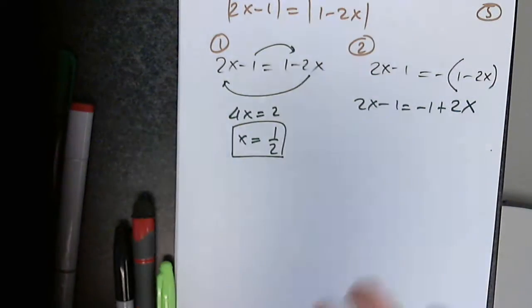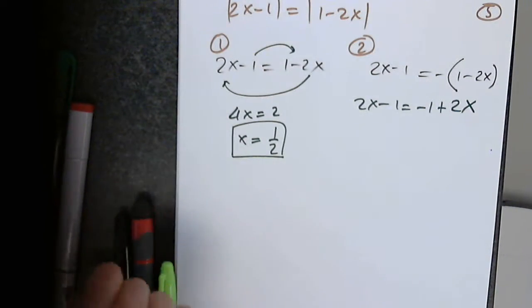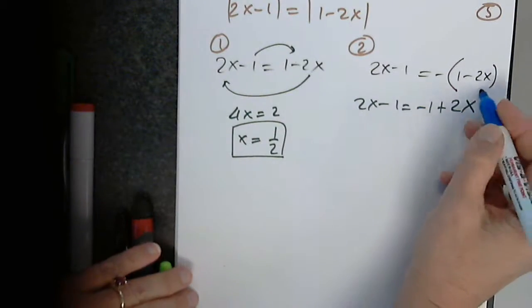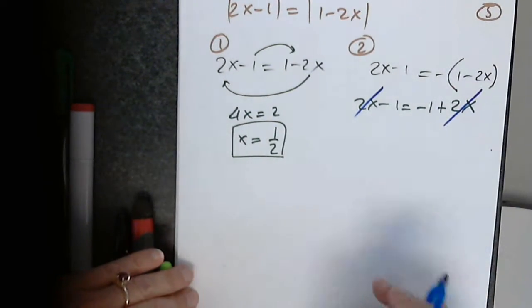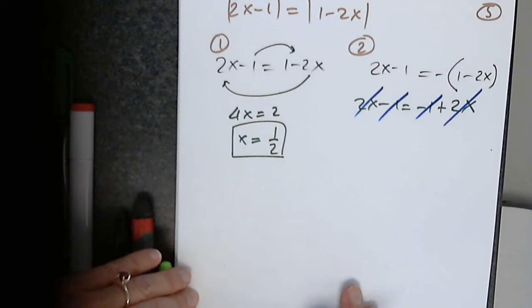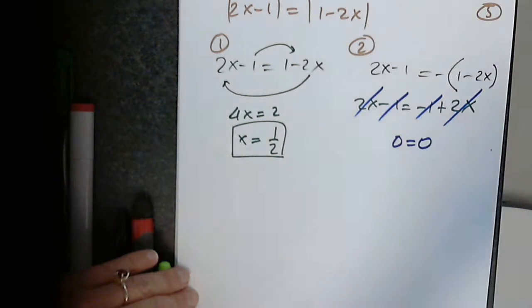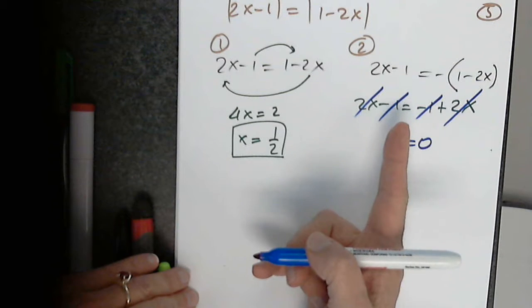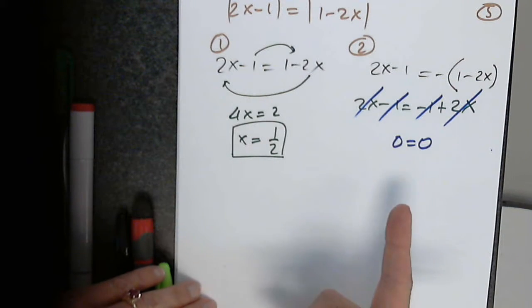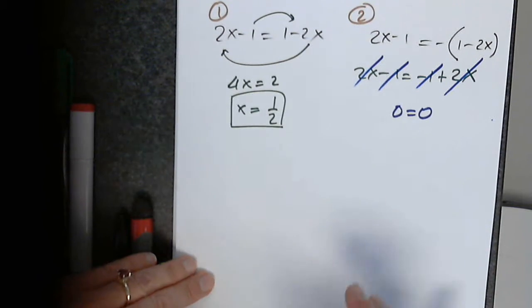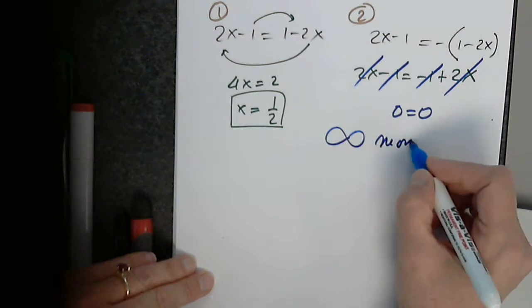So now I distribute negative 1. And I try to solve this equation. I should subtract first. I start with the x. I subtract 2x from both sides. I add 1 to both sides. What do I get? 0 equals? Excellent. How do we call this? And how many solutions does it have? Yes, excellent. Infinitely many.